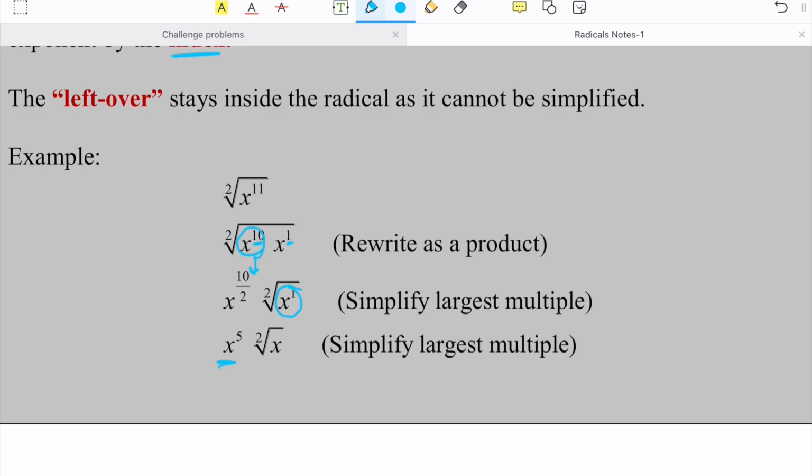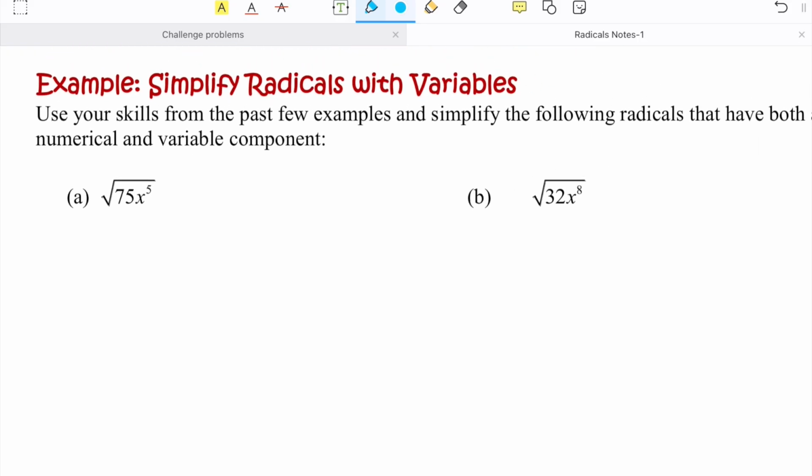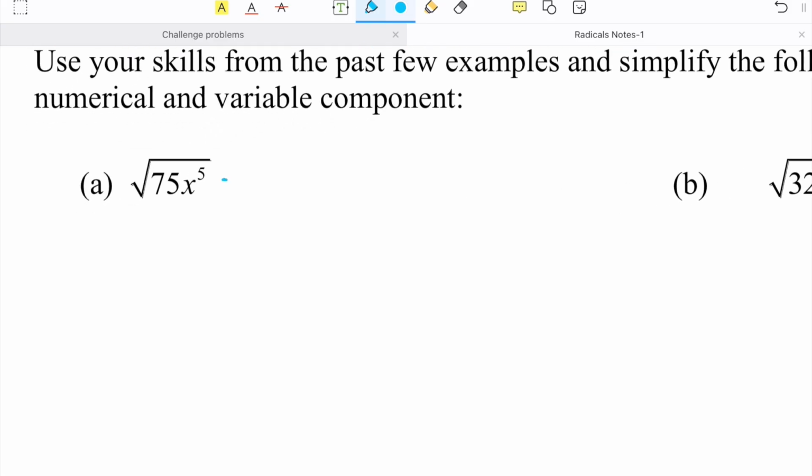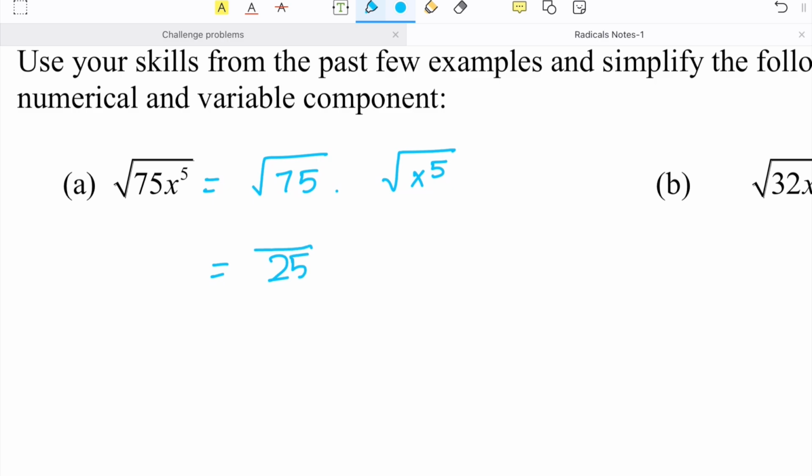So let's try this one now. They're together. We have a coefficient and a variable. So we have square root of 75 times square root of x to the power of 5. If this kind of overwhelms you, you can split that. So what's the perfect square that makes up 75? 25 and 3. So square root of 25 times 3, and then we have index of 2. What's a multiple of 2 that's closer to 5?